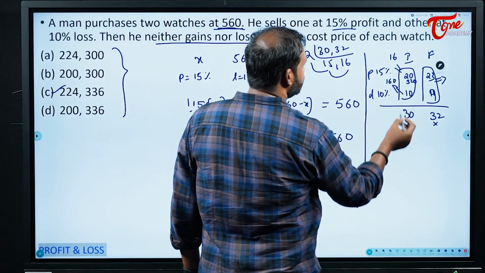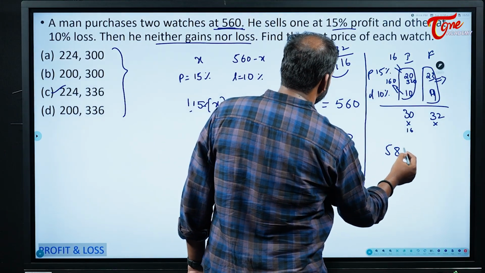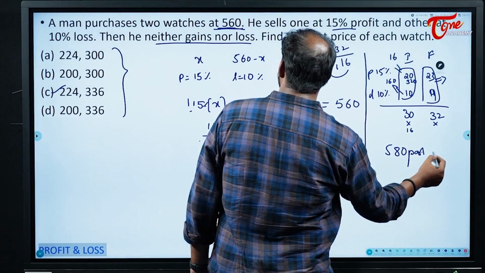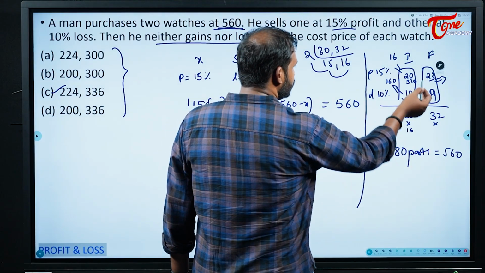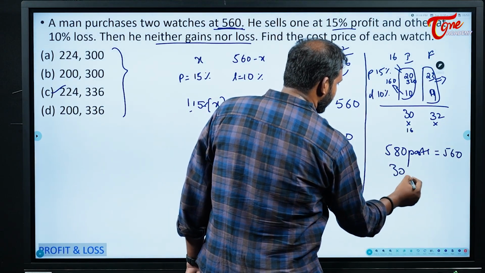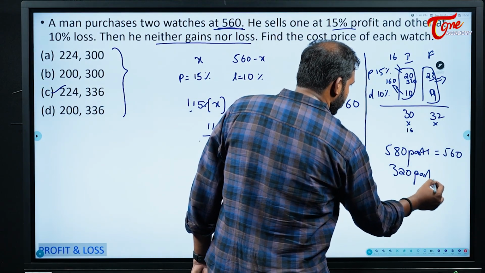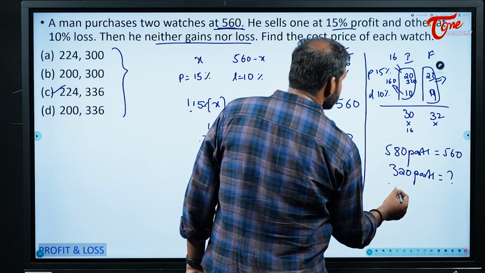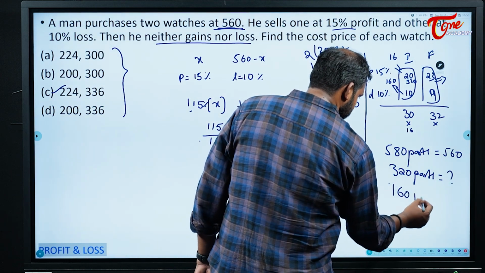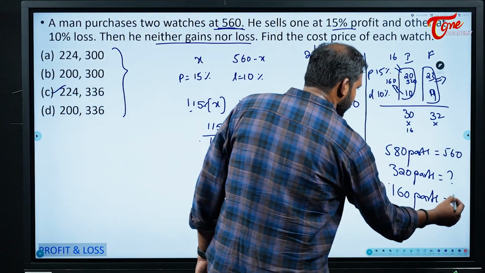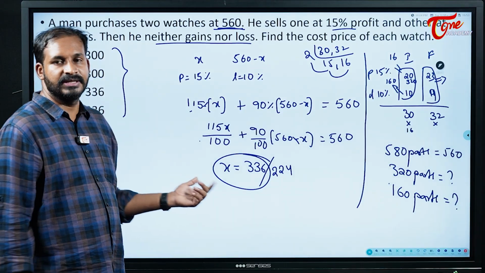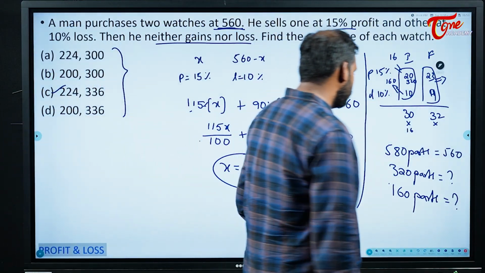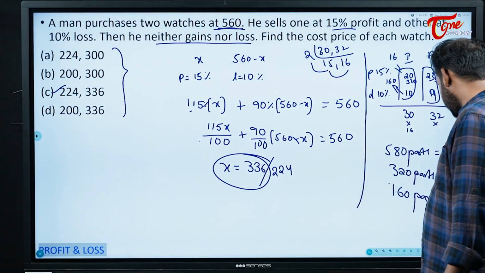Okay, overall you will get 480 parts should be equal to 560. So, from this you need to find what is 320 parts, and as well as what is 160 parts. If you find that 320 and 160, you will get the same 336 and 224. Okay, next one, we will see the next one.